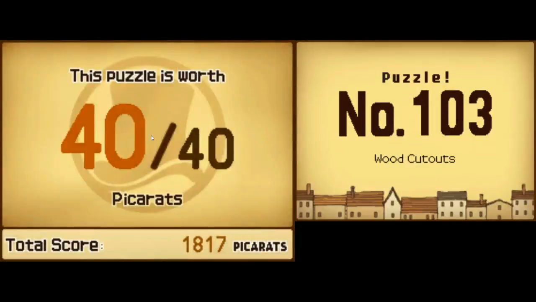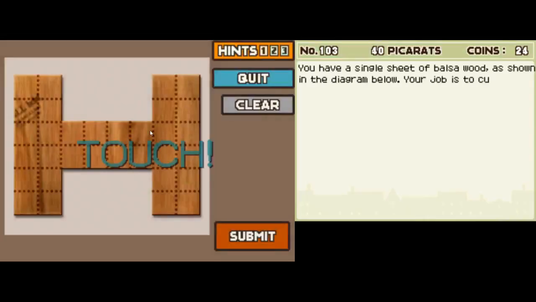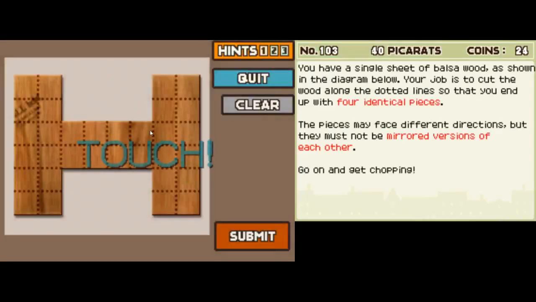Alright. Puzzle number 103. Wood cutouts. You have a single sheet of balsa wood as shown in the diagram below. Your job is to cut the wood along the dotted lines so that you end up with 4 identical pieces. The pieces may face different directions, but they may not be mirrored versions of each other. Go on and get chopping.